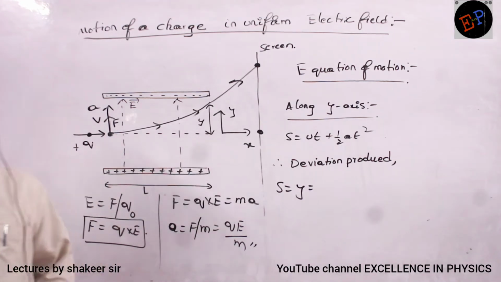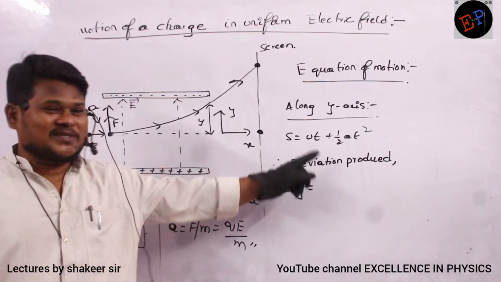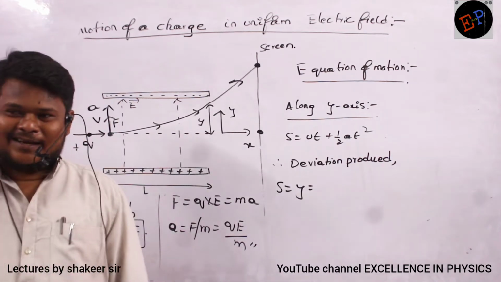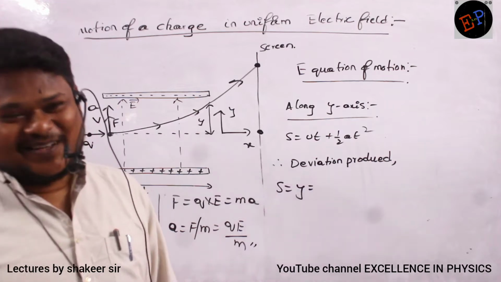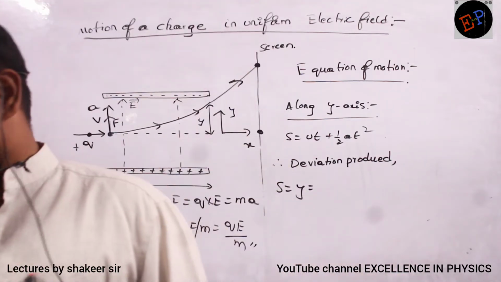U value is how much? Initial velocity of the charge is how much? Tell me.